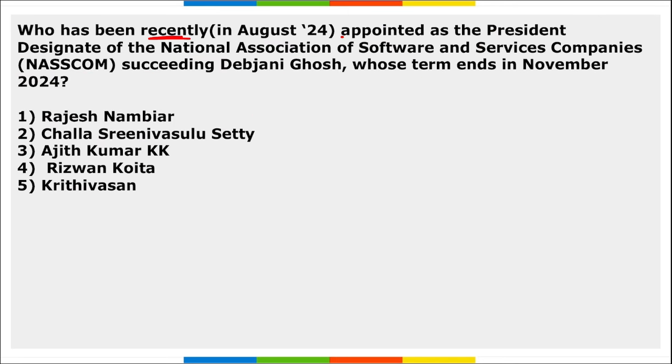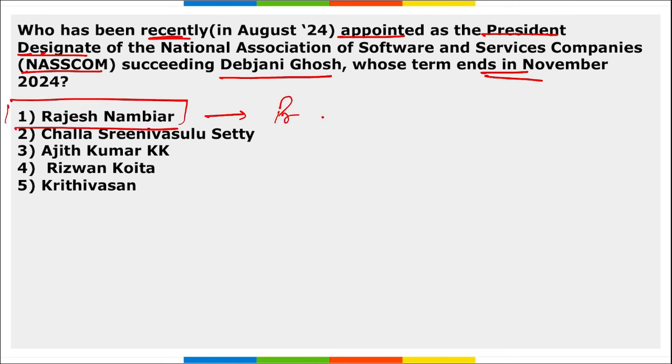Next, who has been recently appointed as the President Designate of NASSCOM succeeding Debjani Ghosh, whose term ends in November 2024? So, Rajesh Nambiar has been appointed as the President Designate of NASSCOM, right? He will be succeeding Debjani Ghosh, whose term will end in November 2024.